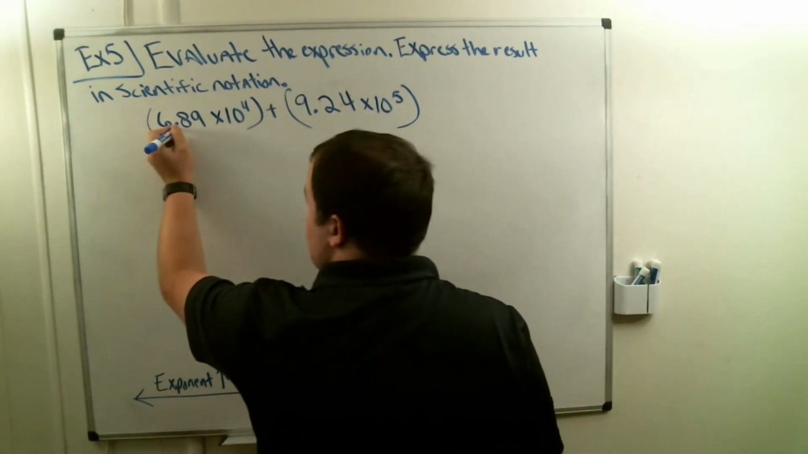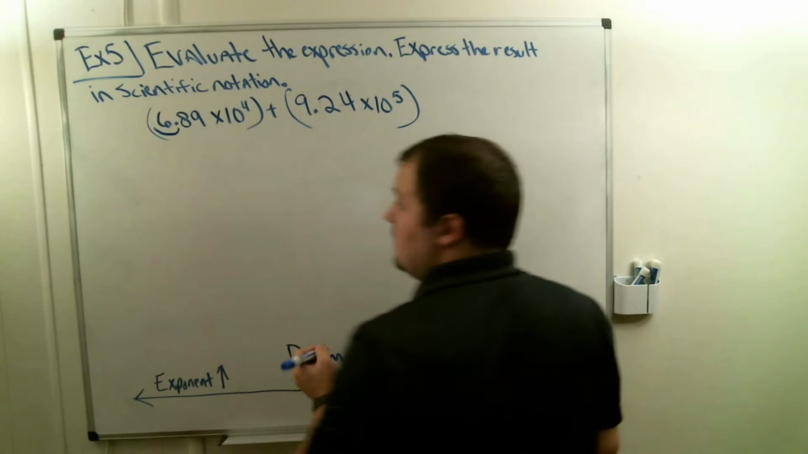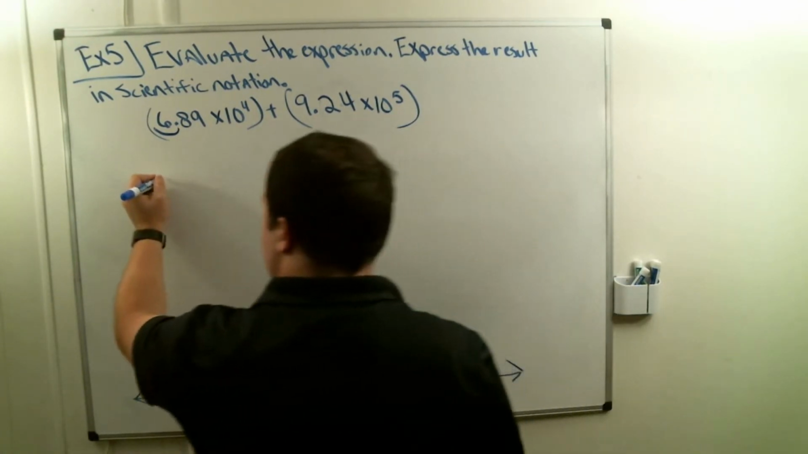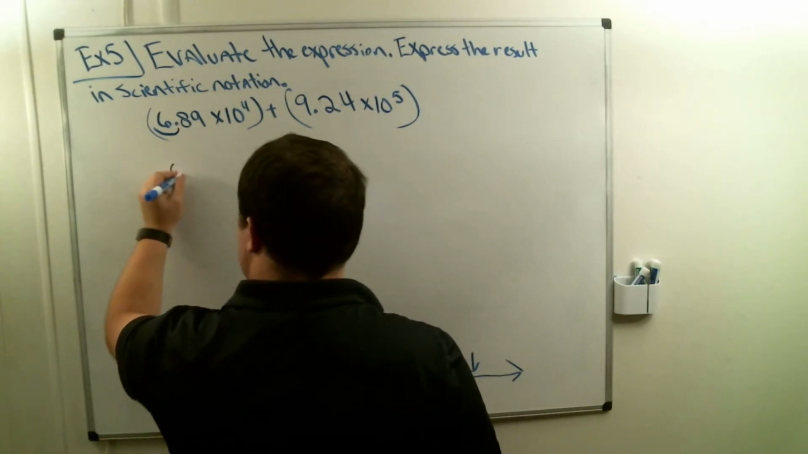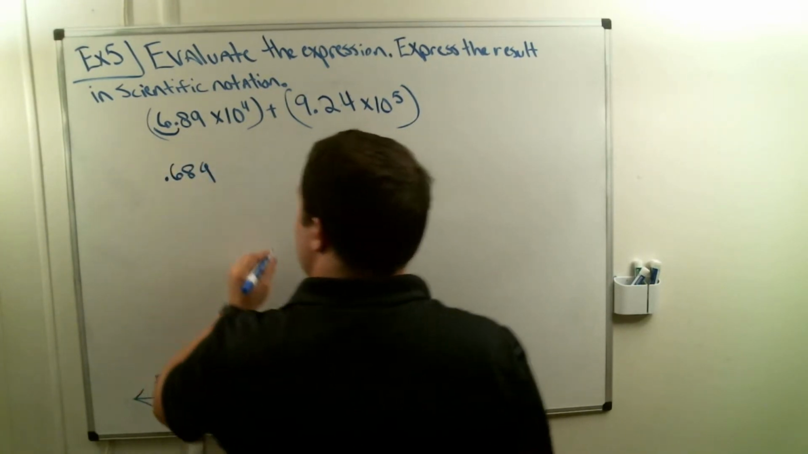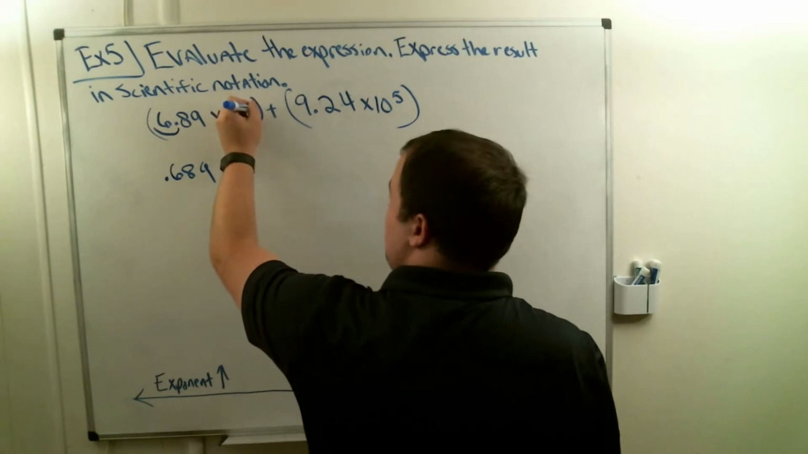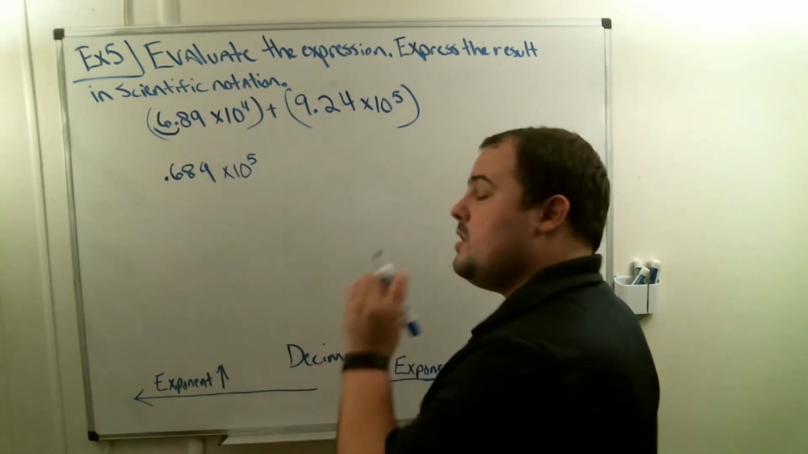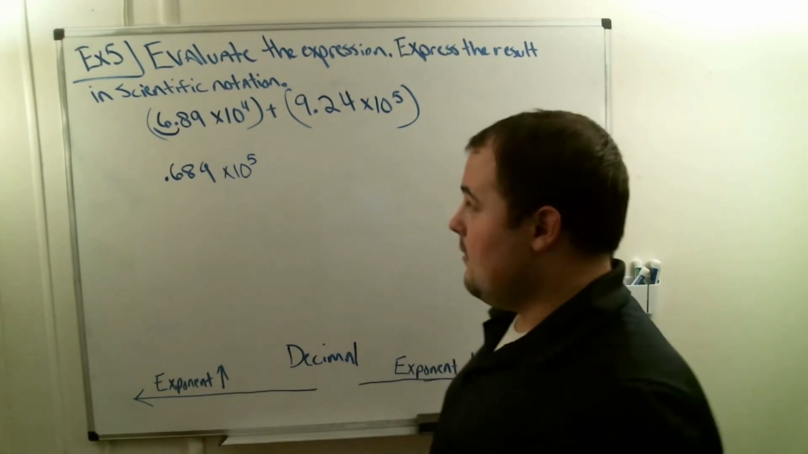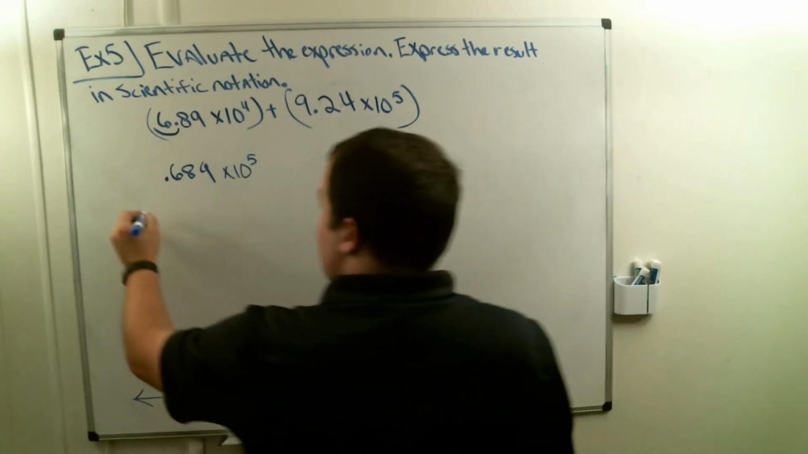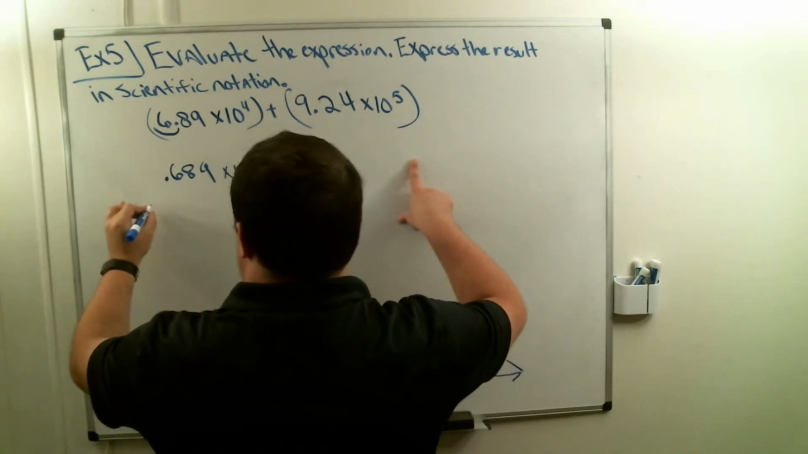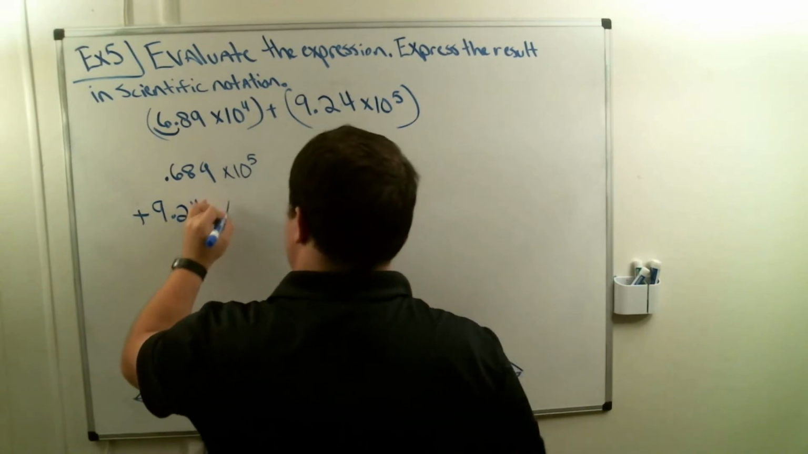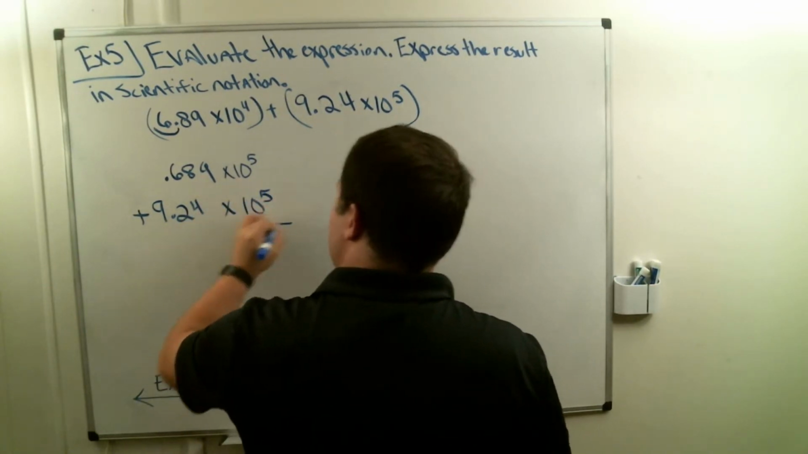So I'm going to take this decimal and I'm going to move it one spot over to the left. Since I moved that decimal 1 to the left, now it's going to be 0.689. What that means is this exponent is going to go up by as many times as I moved it. So now it's 0.689 times 10 to the 5th power. What I'm going to do is write the other problem right underneath it: 9.24 times 10 to the 5th power.